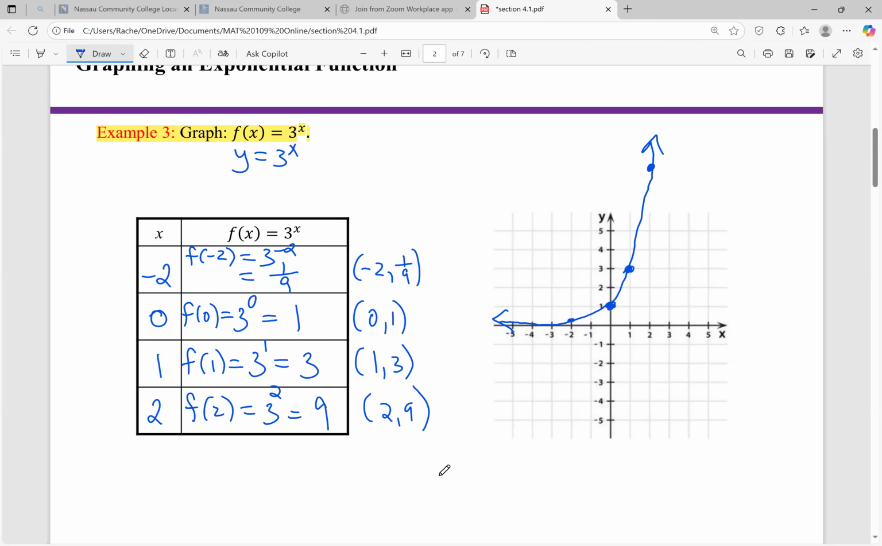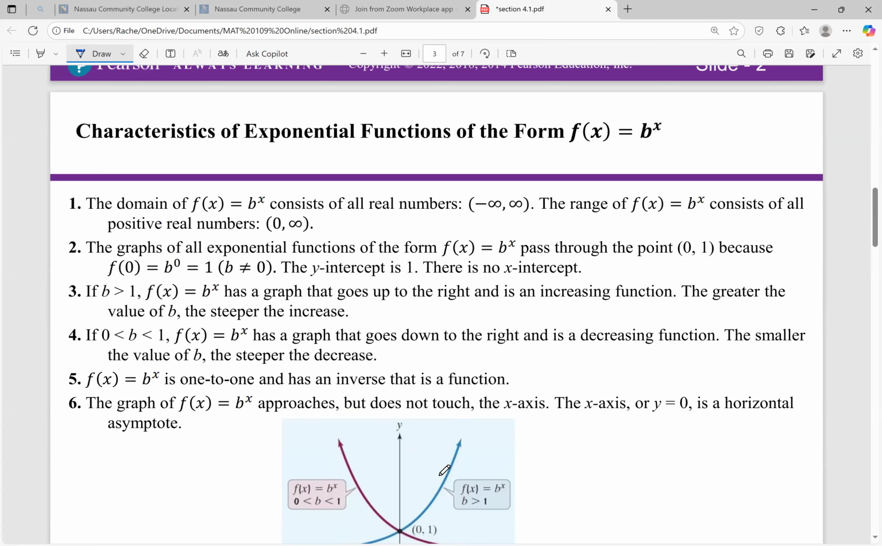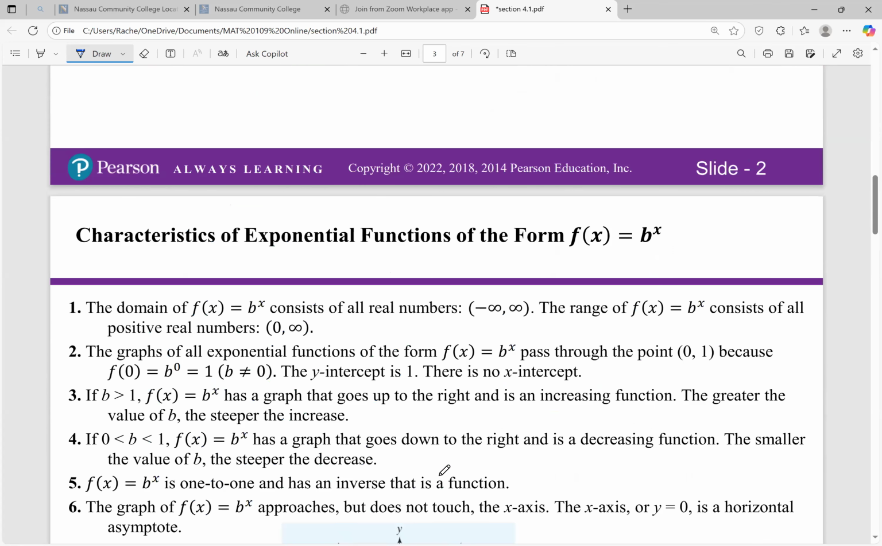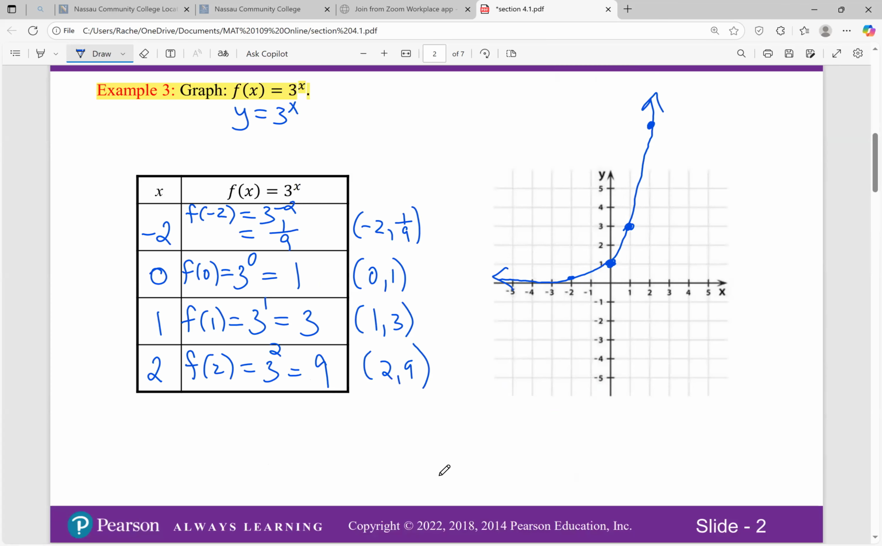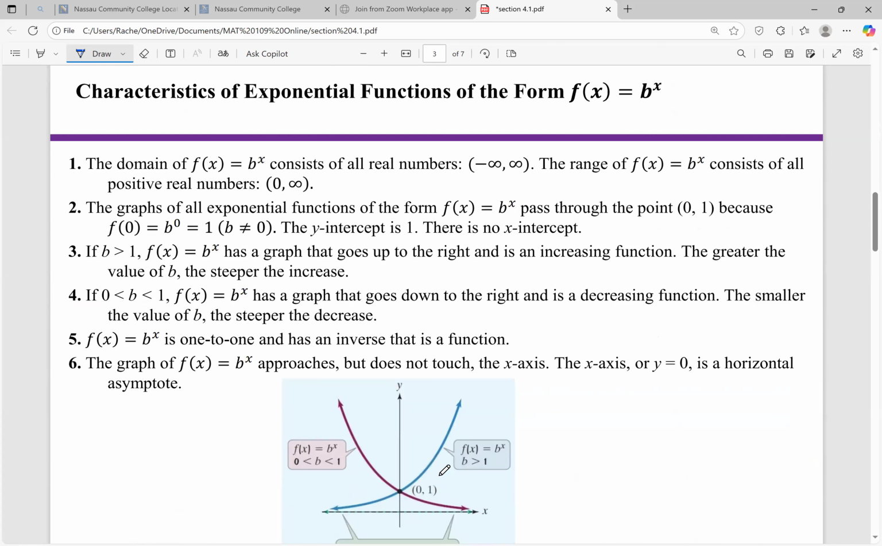So let's talk about some properties of this graph. So let's think about domain and range. So in general, if I have f of x is equal to some base b to the x power, like in this case here, my base was 3, right? The domain is going to be all real numbers. And we said the range is going to go from 0 to infinity, right? Because this graph is never actually going to touch the x-axis. So x could be anything, all real numbers, but y is strictly greater than 0, or 0 to infinity.